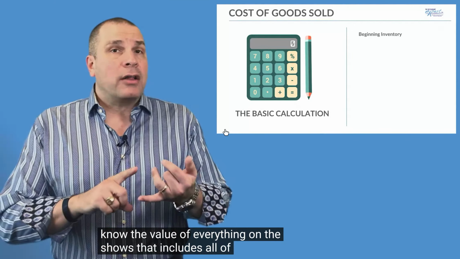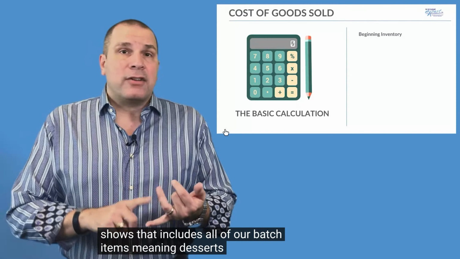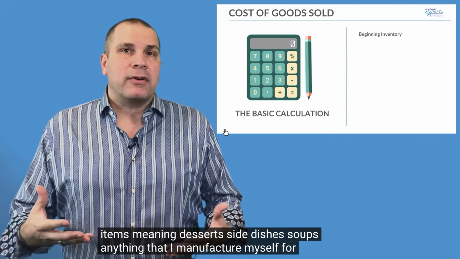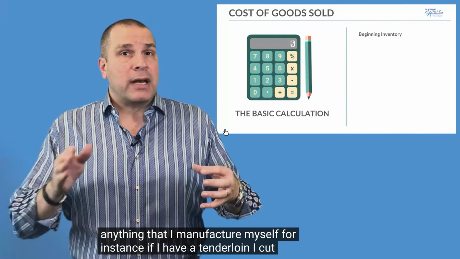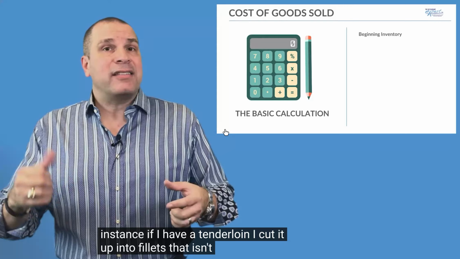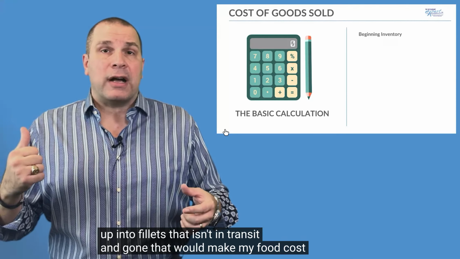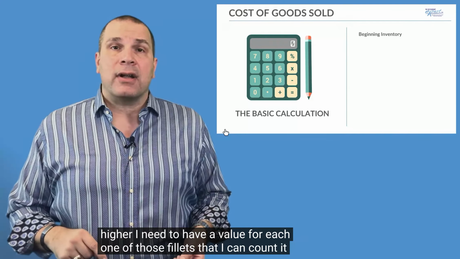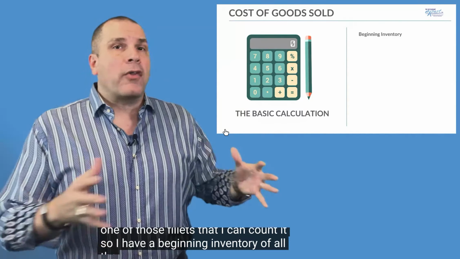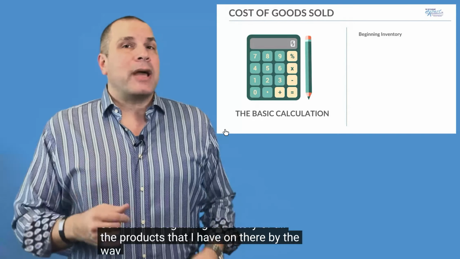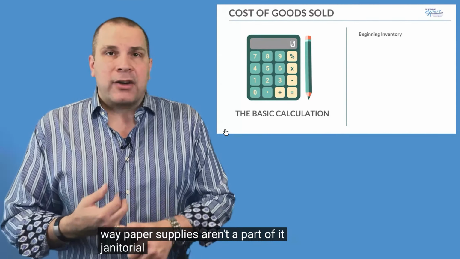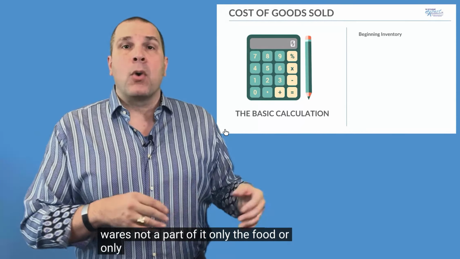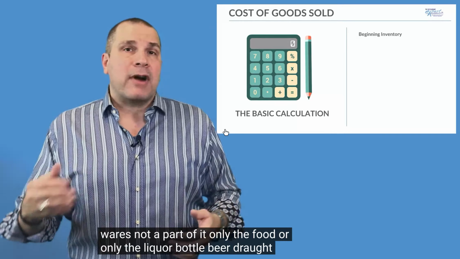That includes all of our batch items, meaning desserts, side dishes, soups, anything that I manufacture myself. For instance, if I have a tenderloin, I cut it up into fillets, that isn't in transit and gone. That would make my food costs higher. I need to have a value for each one of those fillets that I can count it. So I have a beginning inventory of all the products that I have on there. By the way, paper supplies aren't a part of it, janitorial's not a part of it, smallware's not a part of it, only the food or only the liquor, bottled beer, draft beer, wine.